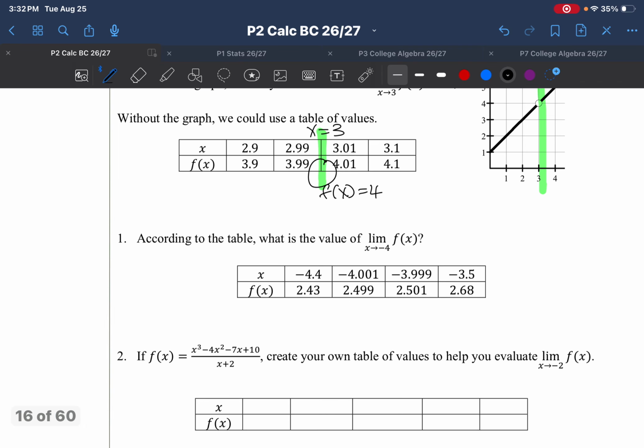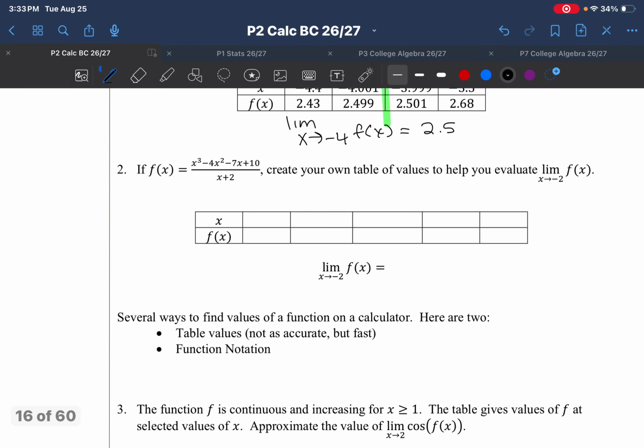According to the table, what is the value of the limit as x approaches -4 of f of x? Okay, so -4 is between these two values. If we look at our f of x values, it looks like it's going to be 2.5. So the limit as x approaches -4 of f of x is equal to 2.5. Again, we can only do this because the values on the table are very, very close together. Notice how it's going from -4.001 to -3.999. They are only decimals away from each other.